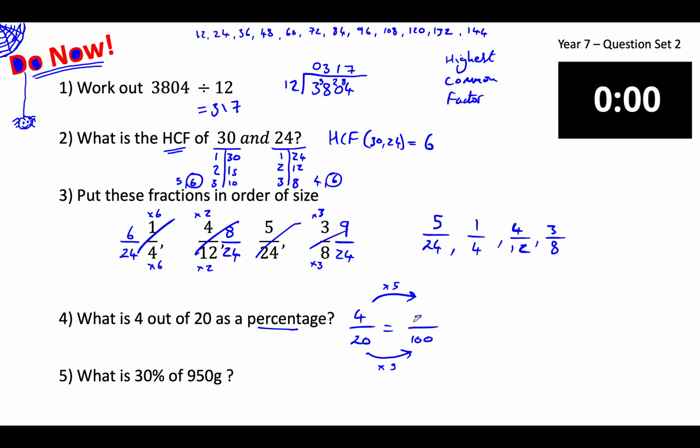4 times 5 is 20. 20 out of 100 means 20%, okay?